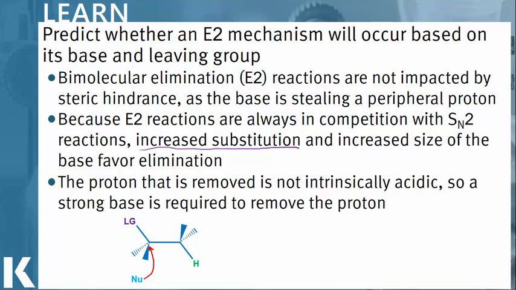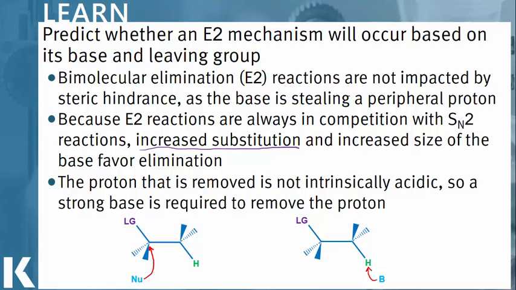However, E2 is kind of what happens if there is too much other stuff blocking the nucleophile from attacking the electrophilic carbon. Instead, what we would see is that our base in this E2 mechanism would steal this peripheral hydrogen from this carbon next to the electrophilic carbon. So the amount of bulk on our substrate or our base doesn't matter at all. In fact, the bigger, the better, so that we don't accidentally go through an SN2 mechanism.